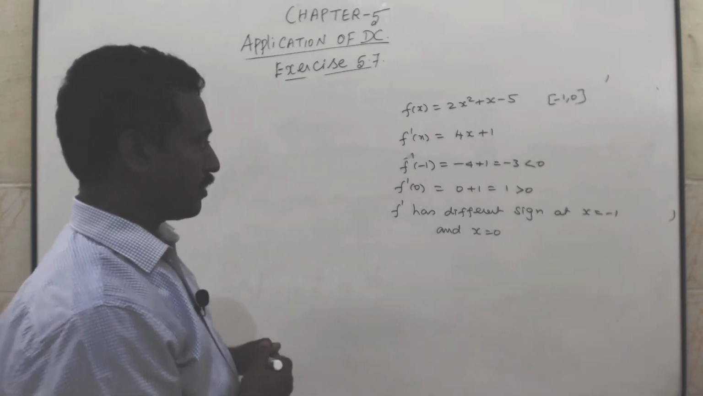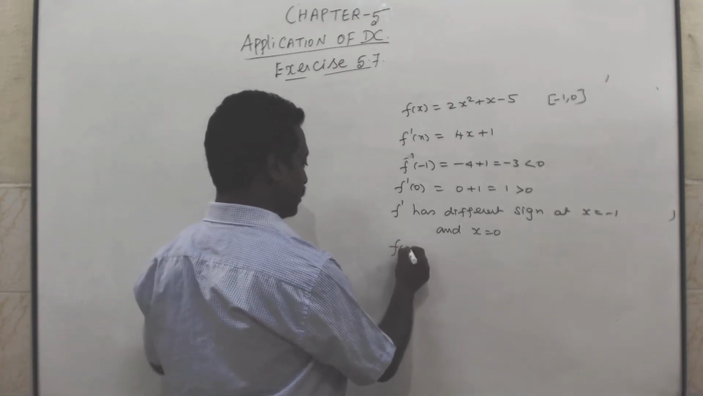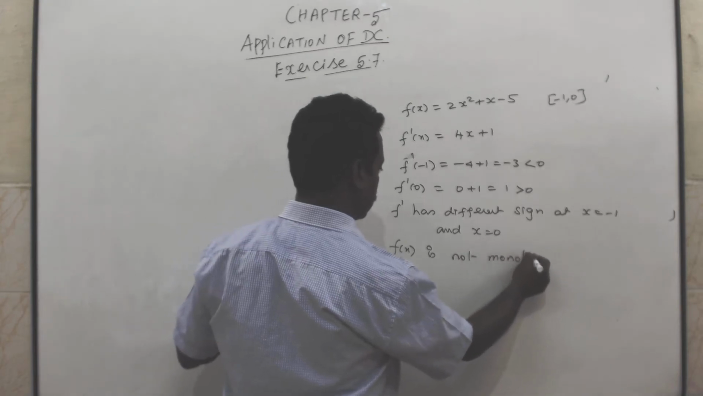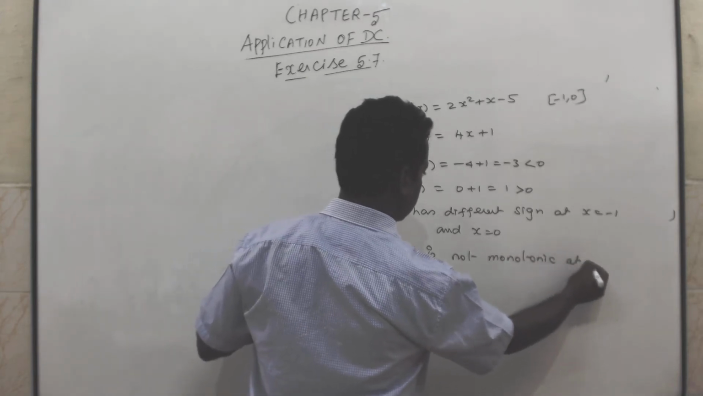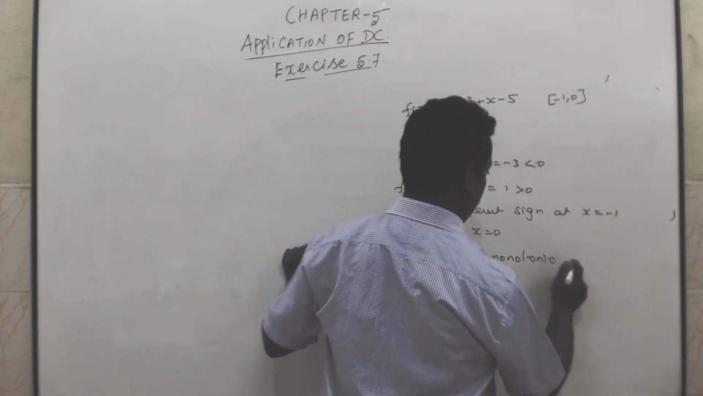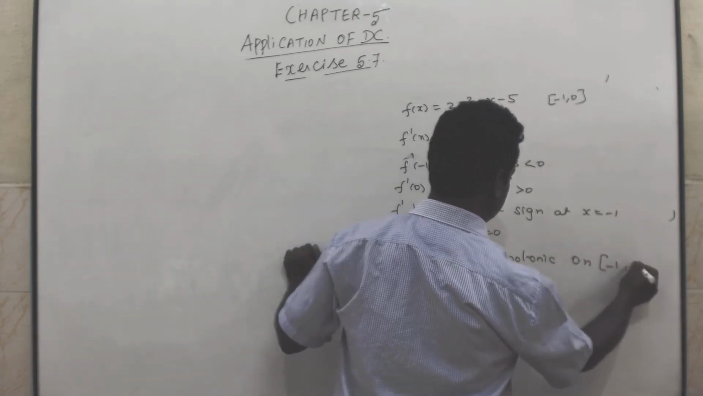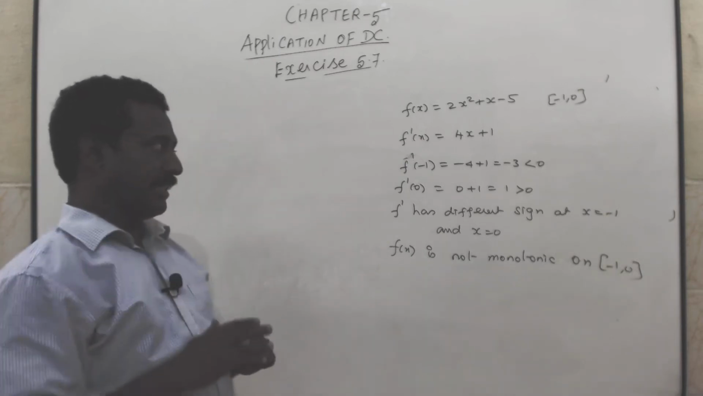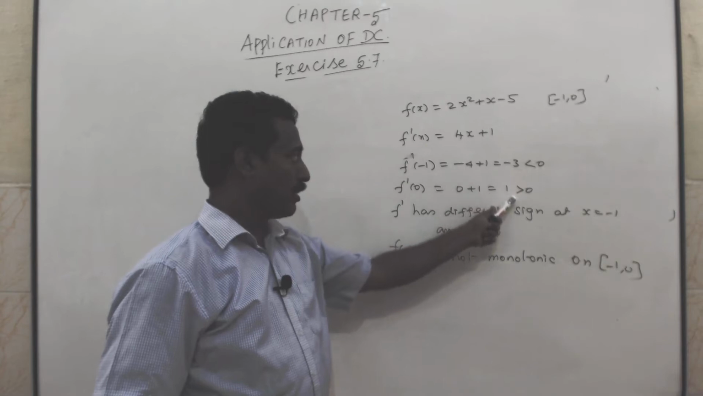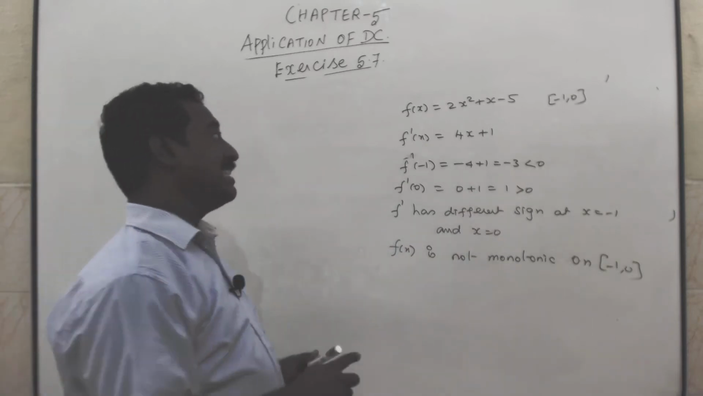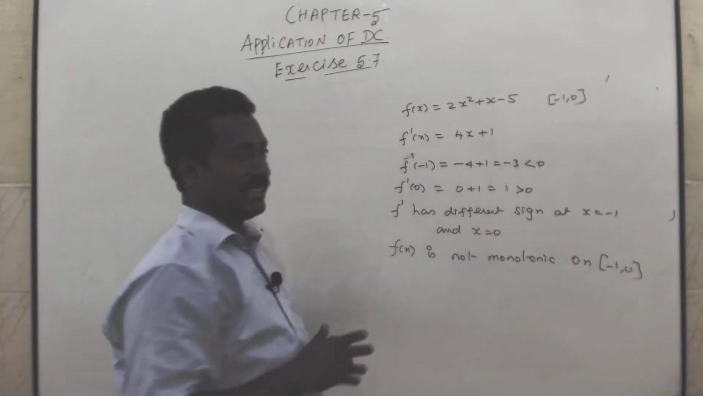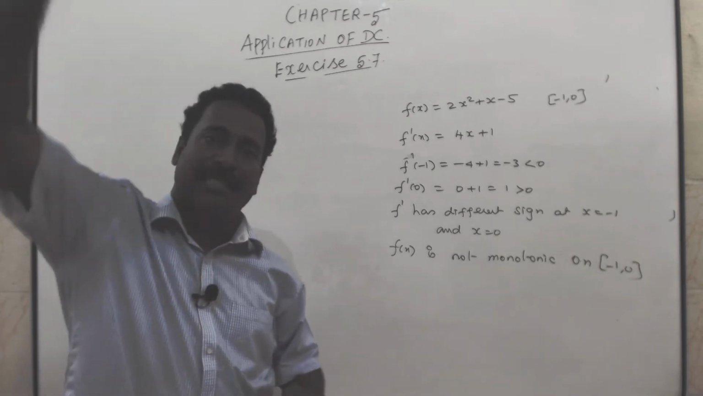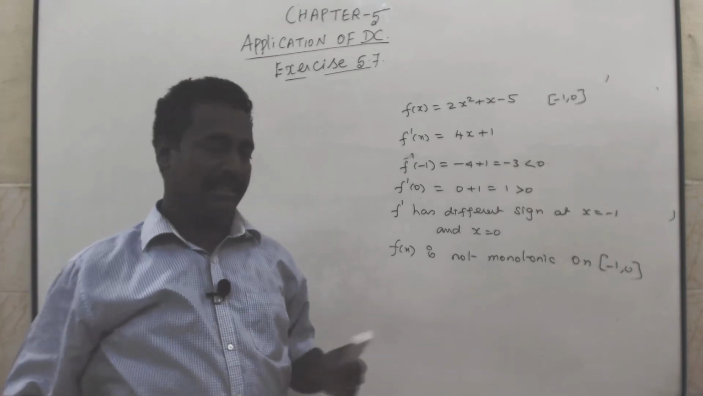Therefore, f of x is not monotonic on minus 1 comma 0. Suppose same sign means it is increasing. Different sign means negative to positive. Negative to positive means it decreases then increases. First it decreases then increases. It is not monotonic. Monotonic means either increases or decreases.